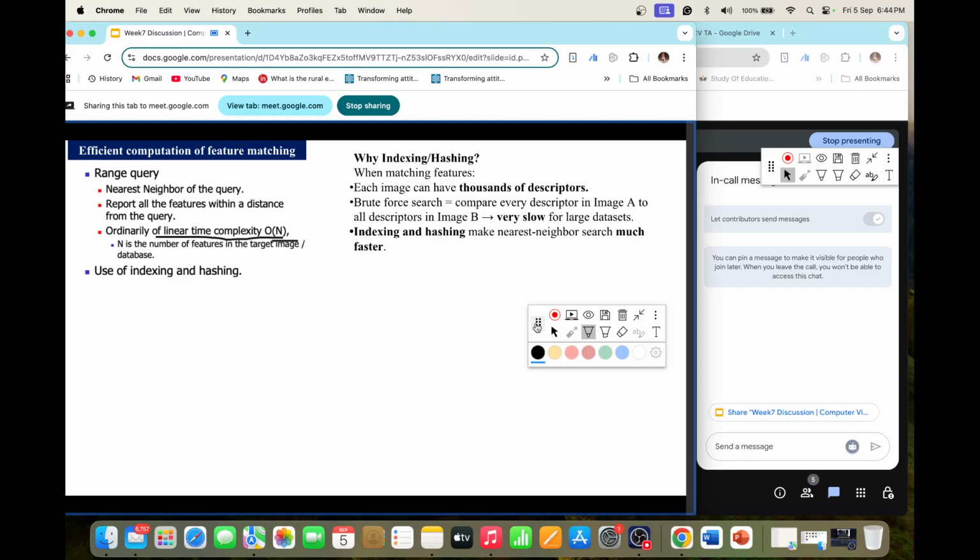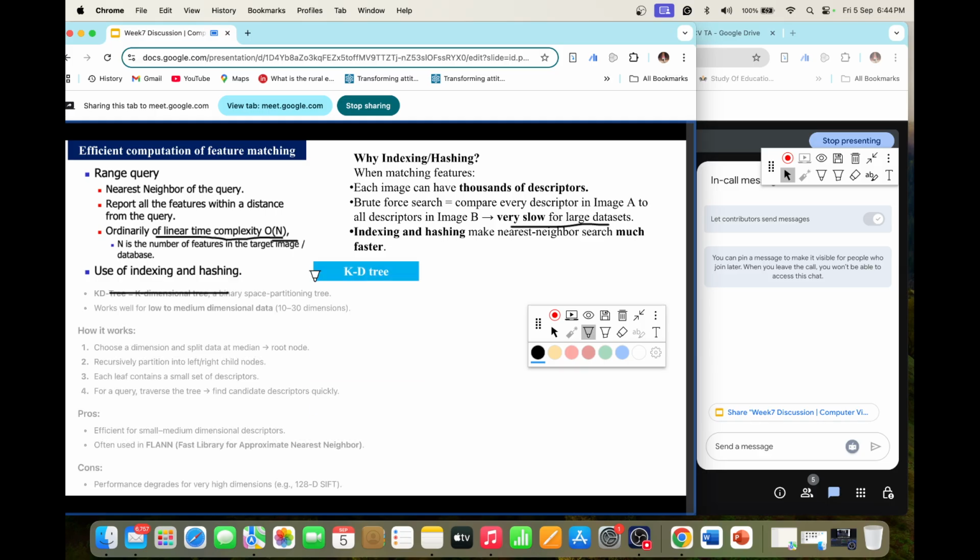If we have a large number of descriptors, our computation will be very slow, as well as for a large data set. That means if we compare too many images, things will be slow, and also when there are so many descriptors in two corresponding images, the operation can be slow. To deal with it, we use indexing or hashing.